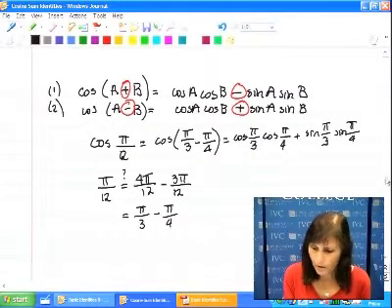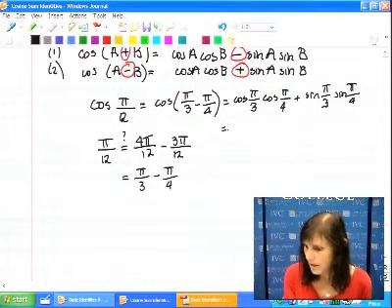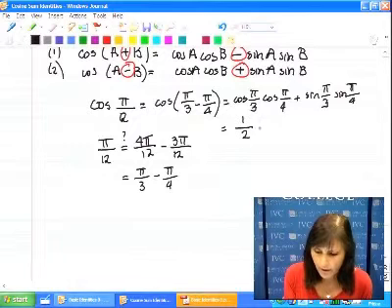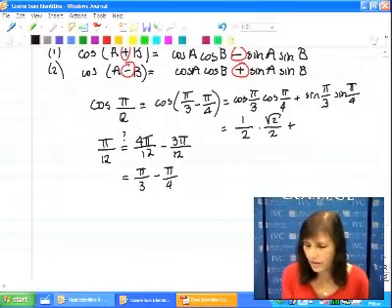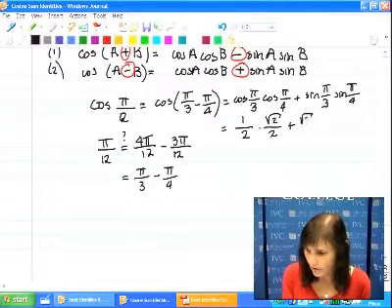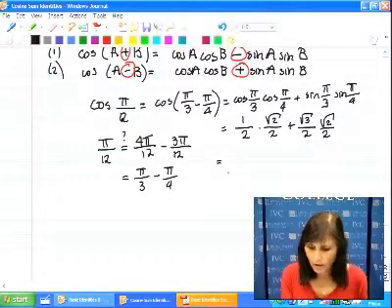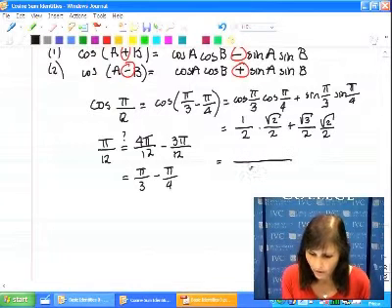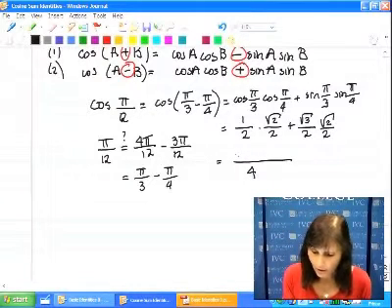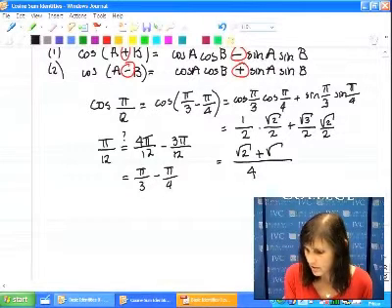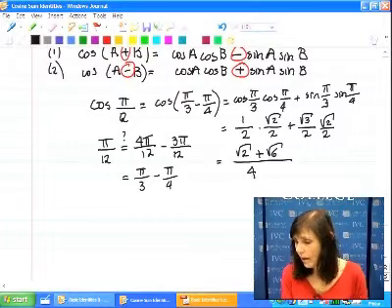And from your memory, you know that this one, cosine pi over 3, is 1/2. This one is rad 2 over 2. Sine pi over 3 is rad 3 over 2. And it's rad 2 over 2. Clean it up. You're going to end up with 4. And what do you have on top? You have rad 2 plus rad 6. Okay.